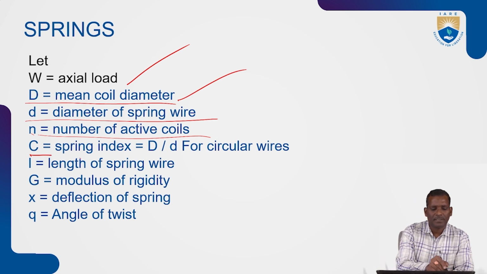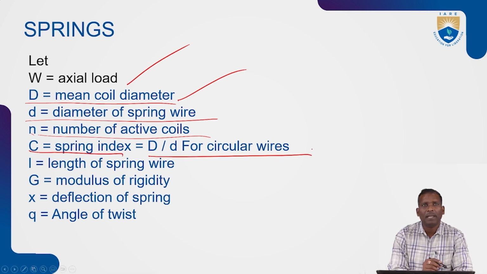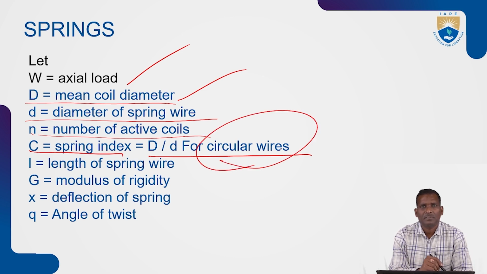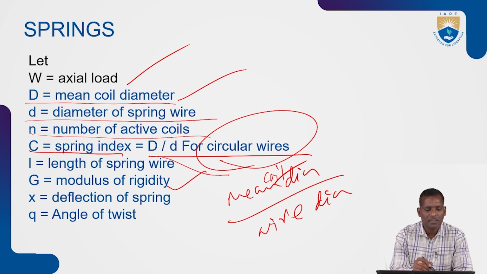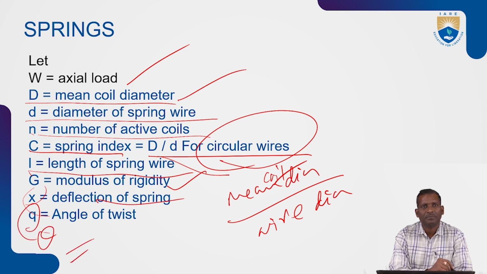C is the spring index. How to calculate the spring index? Capital D by small d for circular wires, that is, mean coil diameter by wire diameter. G is already known, the modulus of rigidity. L is the length of the spring wire, small x is the deflection of the spring, and theta is the angle of twist.